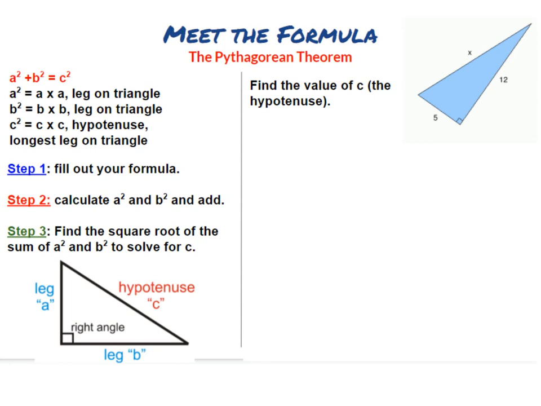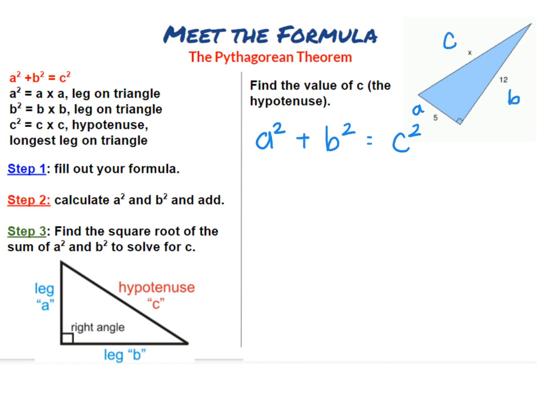In this video, we will talk about how to solve for a leg or the hypotenuse of a triangle using the Pythagorean theorem. The first thing we want to do is step 1, fill out your formula. For the Pythagorean theorem, we're using a squared plus b squared is equal to c squared. In this triangle, 5 would be a, 12 can be b, and then x would be c.